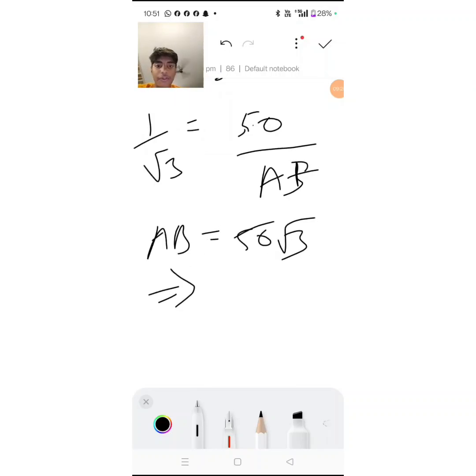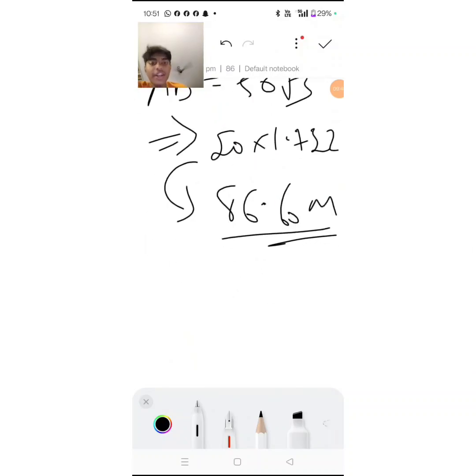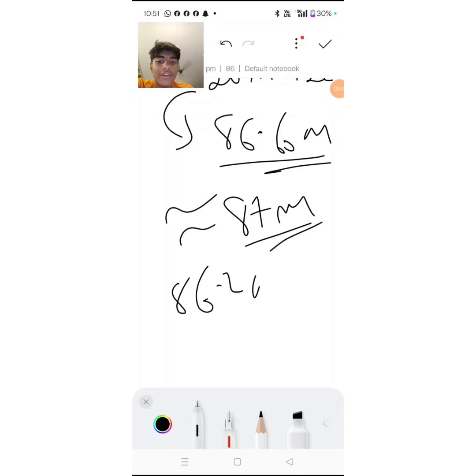Now you need to remember the value of root 3. That's 50 into 1.732, and if you solve it, you'll get 86.6 meters. Usually what you're supposed to do is round it off and say approximately 87 meters. If it was 56.2 meters, you have to say it is approximately 56 meters. Okay, that's how you round off numbers.